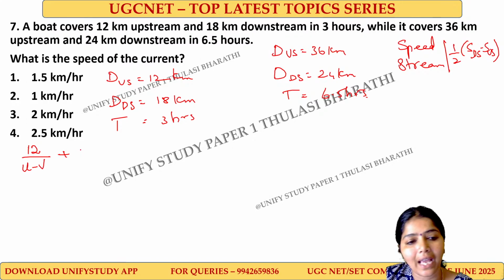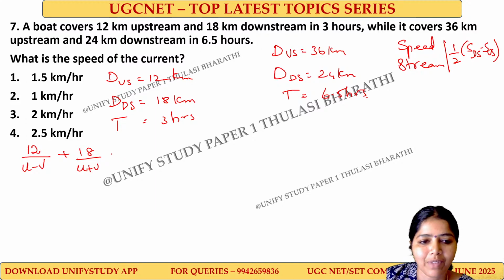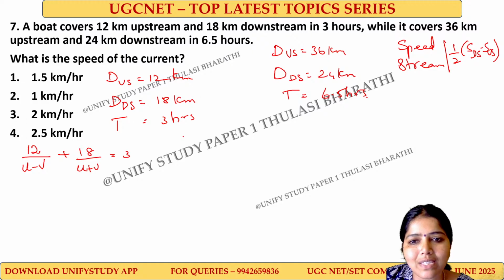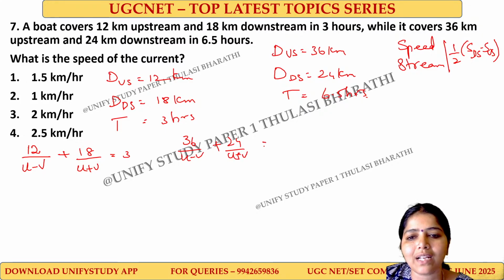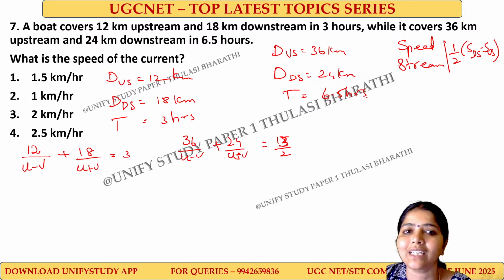And plus 18 divided by u plus v. What is u plus v? Speed of the downstream. That is equal to 3 hours. And on the other side of the case, we have the similar thing, that is 36 divided by u minus v plus 24 divided by u plus v, that is equal to 13 divided by 2. Why 6.5 means 13 divided by 2.